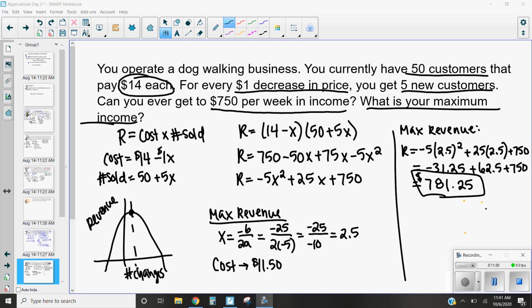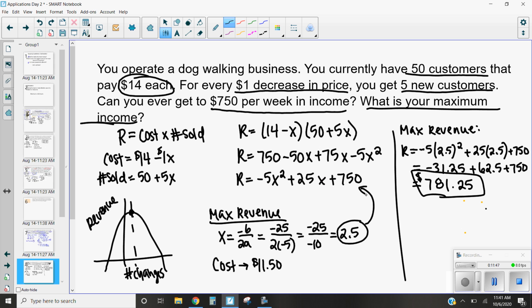So that's what we wanted to figure out here. So we did negative 25, because that's our b value, over 2 times negative 5. We simplified it and we got 2.5. So that means when I change it 2.5 times, meaning I decrease my price by $2.50 to $11.50, that's when I'll make the most revenue. And how much revenue do I make? Well, I figured that out by taking my 2.5 and substituting it back in for all the x's in my revenue equation, and that'll give me my output.